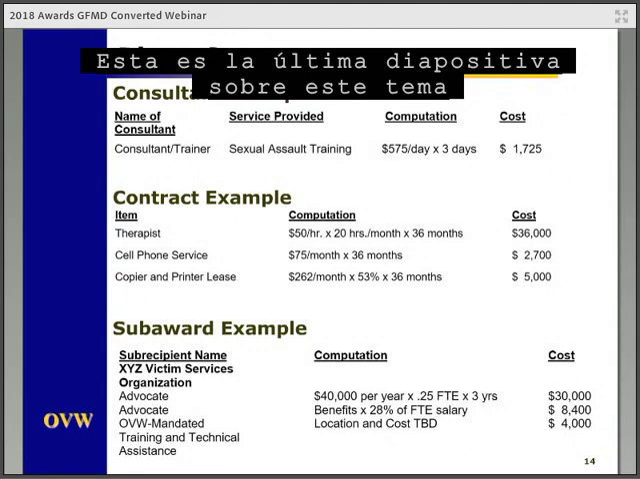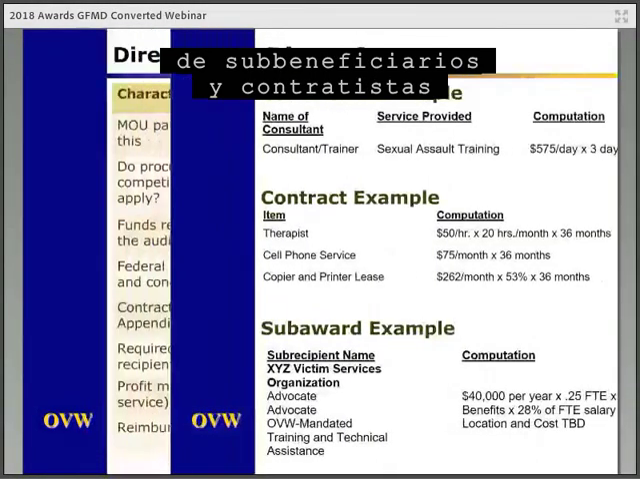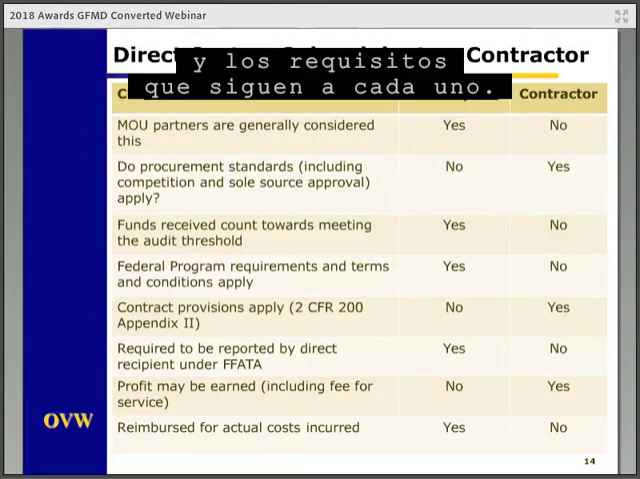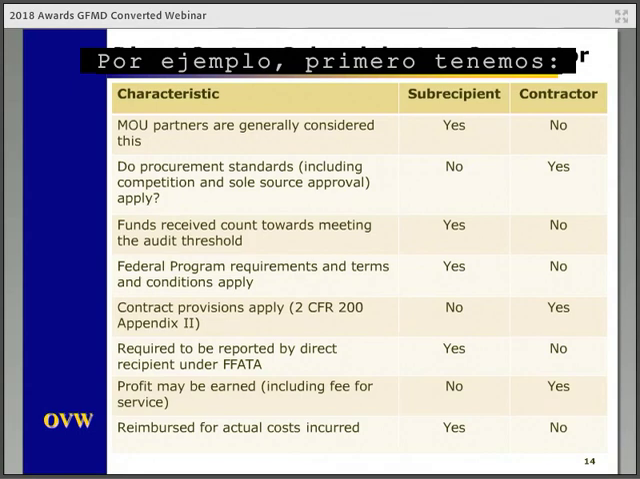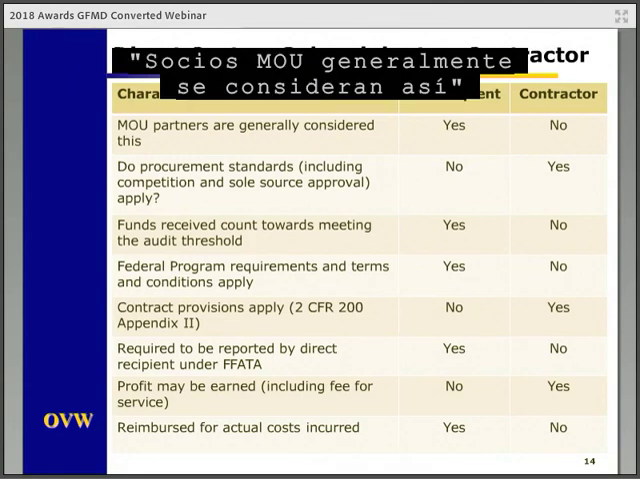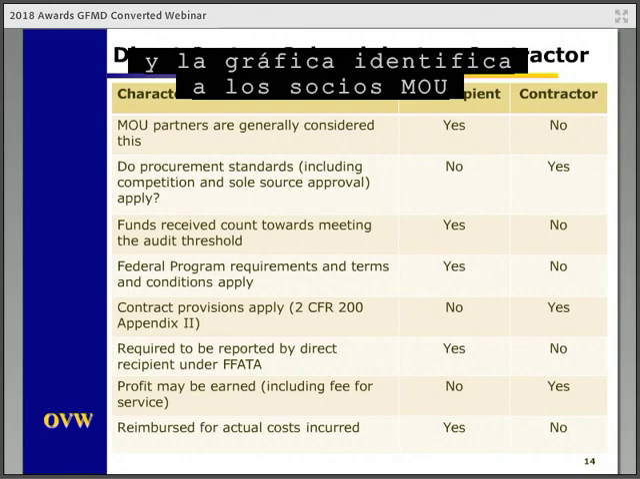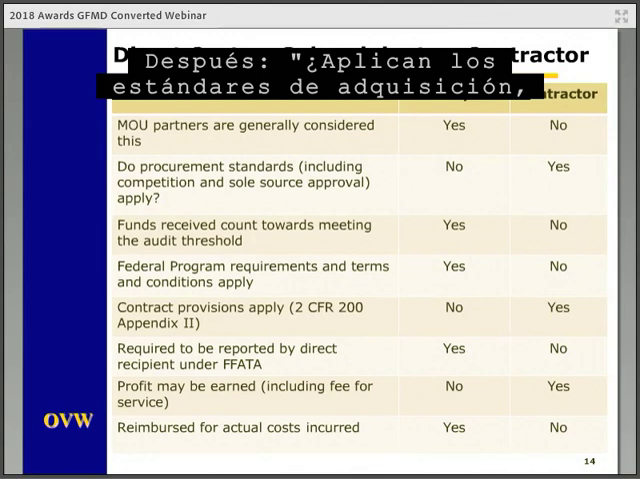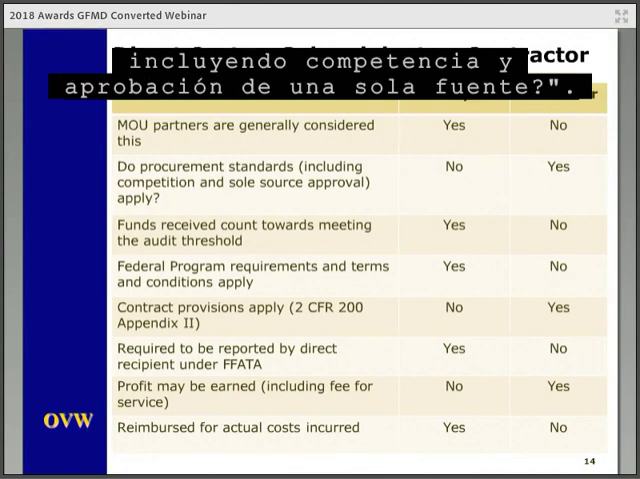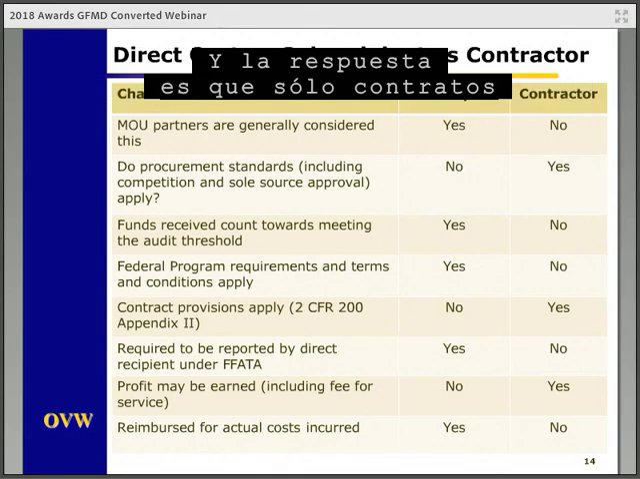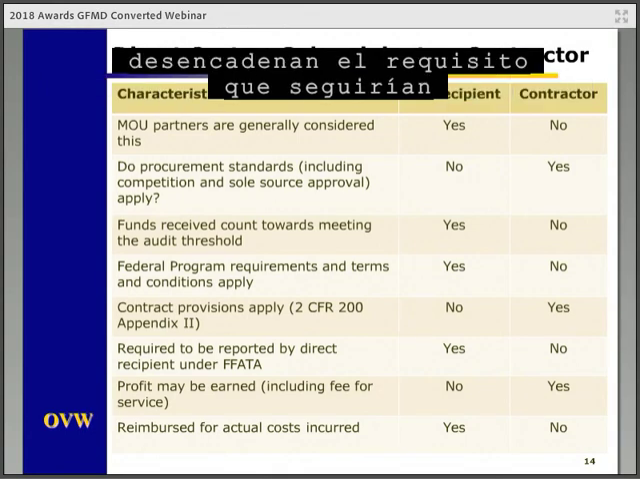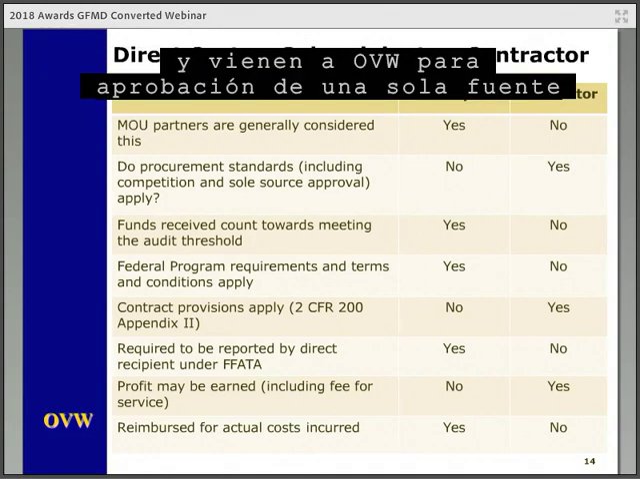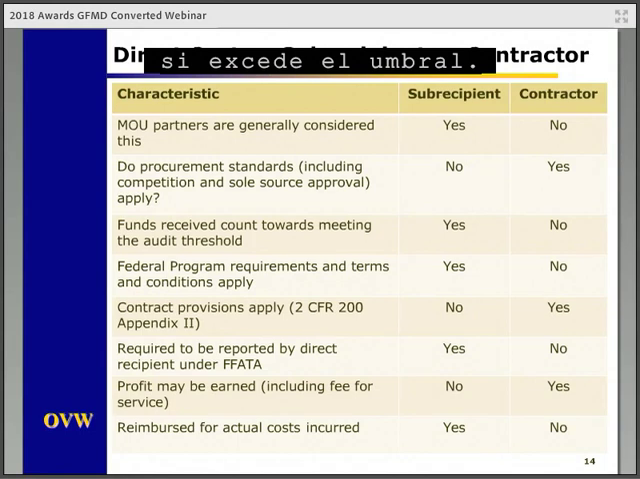This is the last slide on the topic of subrecipients and contractors, and we just want to recap some of the more important aspects of each agreement type and the requirements that follow with each of them. For example, first we have MOU partners, and the chart identifies MOU partners as generally subrecipients. Next, do procurement standards, including competition and sole source approval, apply? And the answer is that only contracts trigger the requirement that you would follow for your procurement standards, and they come into OVW for sole source approval if it exceeds the threshold.